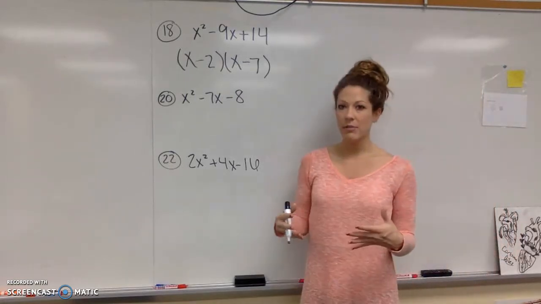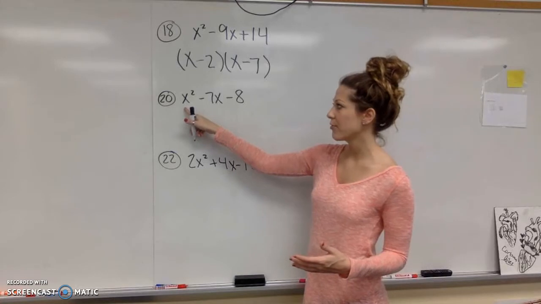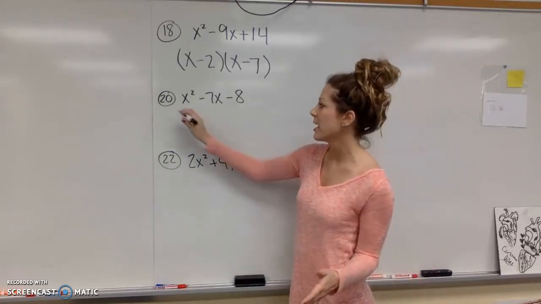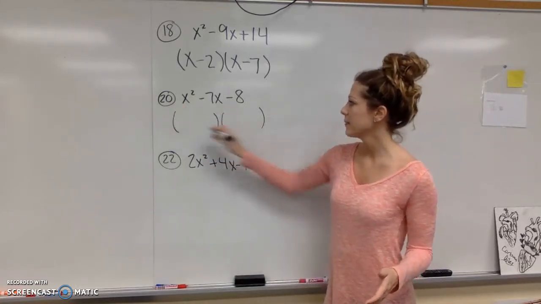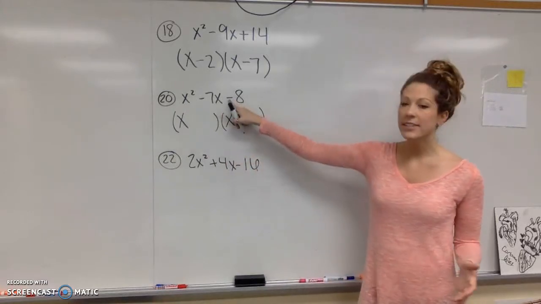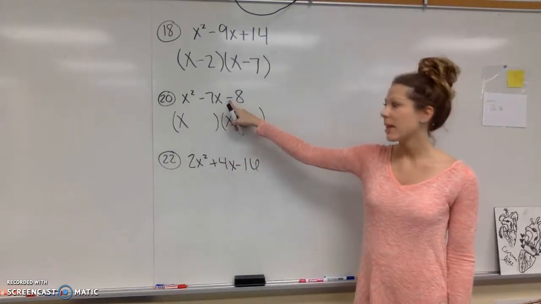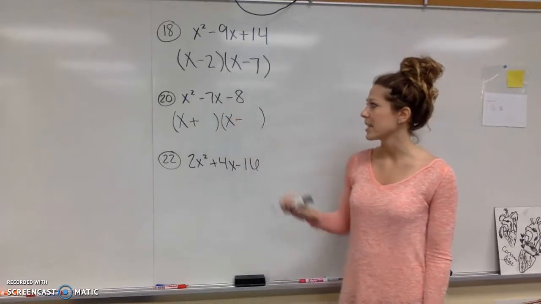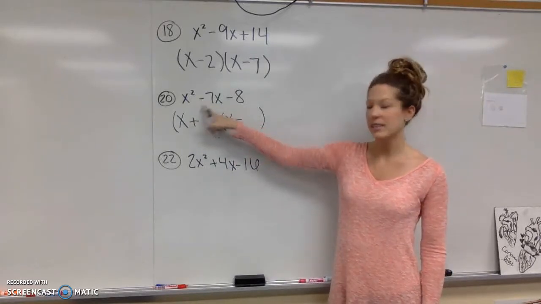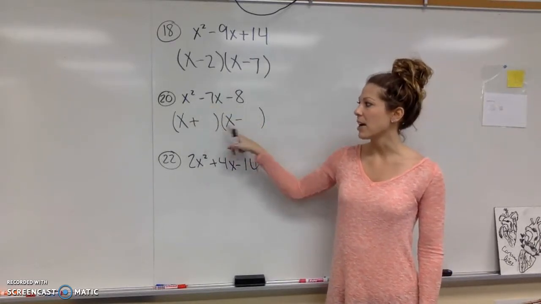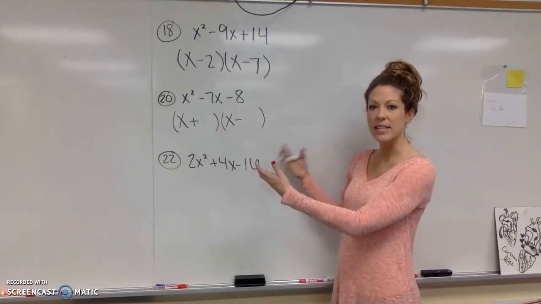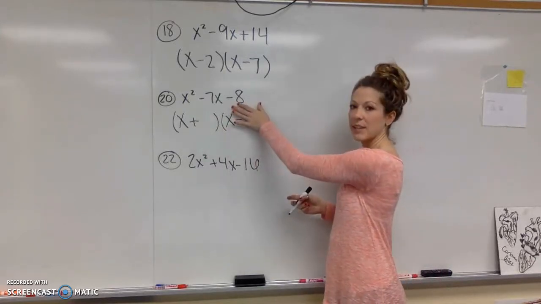Okay, so number 20, moving on. We do not have a greatest common factor. We do not have a coefficient in front, so we hit the factoring jackpot. We set up our two parentheses. Whenever there's a subtraction sign in the back, that means you're always going to have one of each, no matter what that sign is. If there's a minus in the back, you need a positive and a negative, because a positive times a negative number will give you this negative number in back.